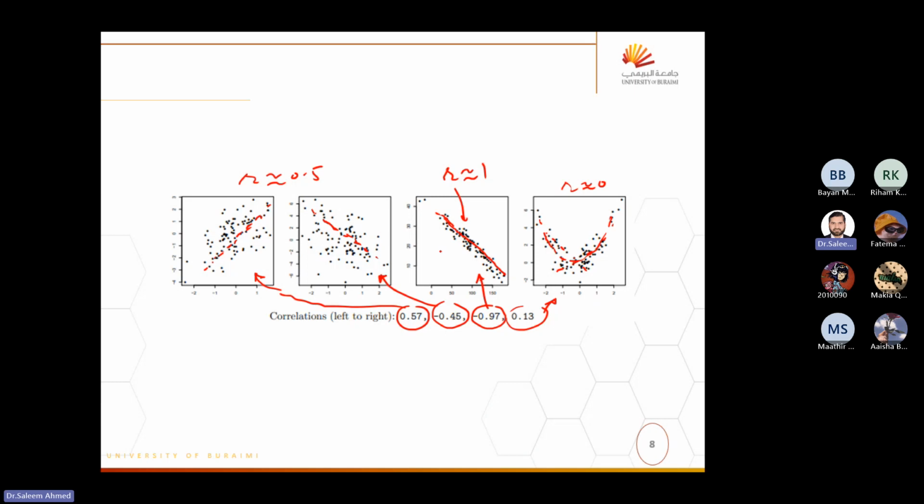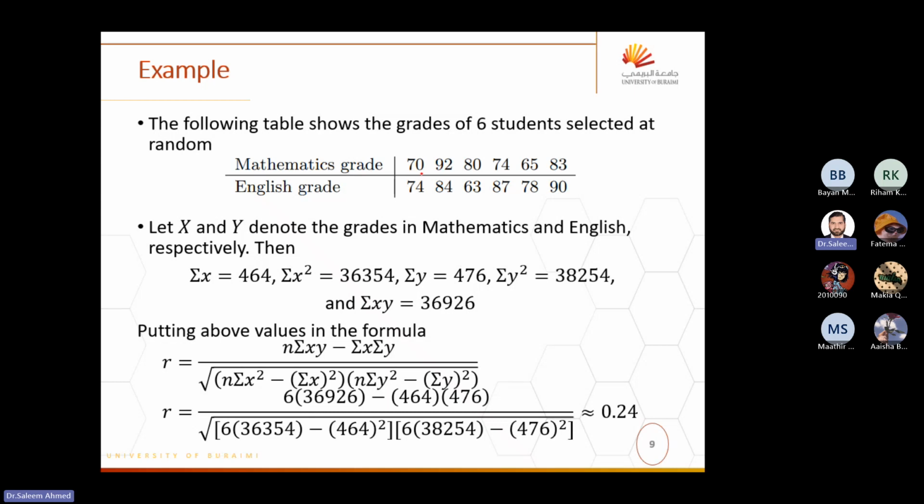So I think this picture tells us the whole story, right? What different values of R mean, basically. So let's say this is an example where we have 1, 2, 3, 4, 5, 6 values for X. Let's say X denotes the mathematics grade for students, Y denotes the English grade for some students. And we want to find a correlation coefficient here.